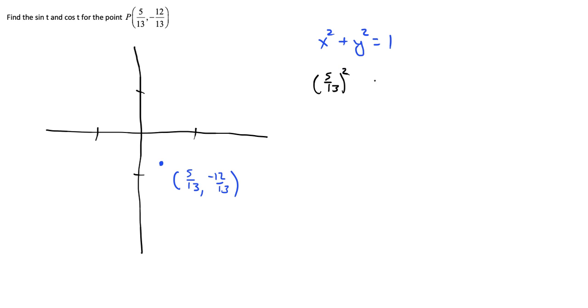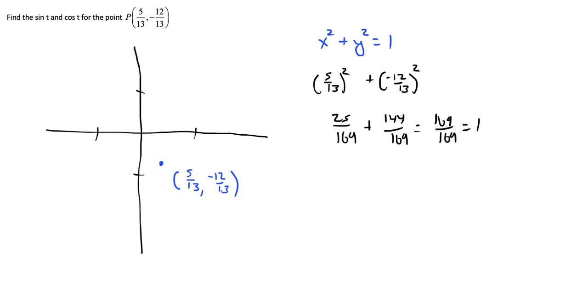5 over 13 squared plus negative 12 over 13 squared, and see what this equals, right? 5 squared is 25, 13 squared is 169. 12 squared is 144. Now it's negative, but because we're squaring it, it does become positive. So we get 169 over 169, which does in fact equal 1, right? So this point does in fact lie on the unit circle.